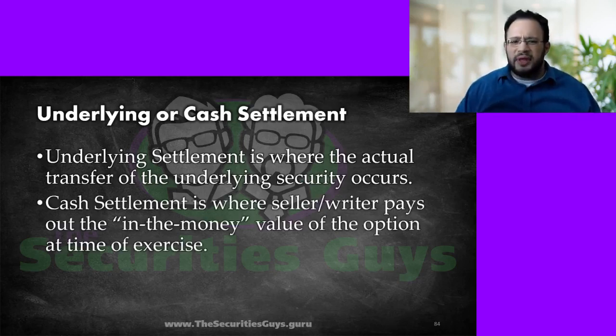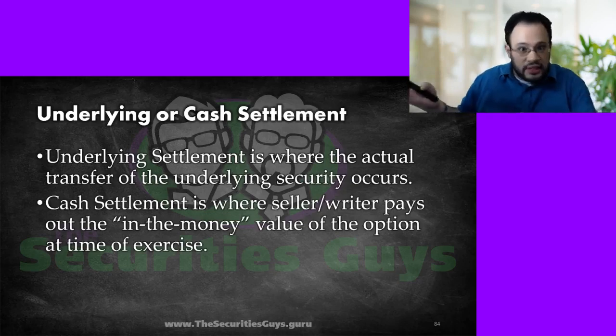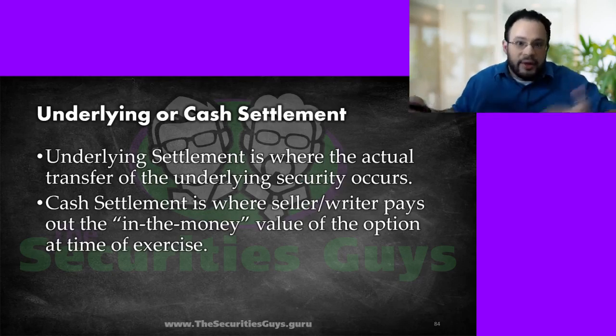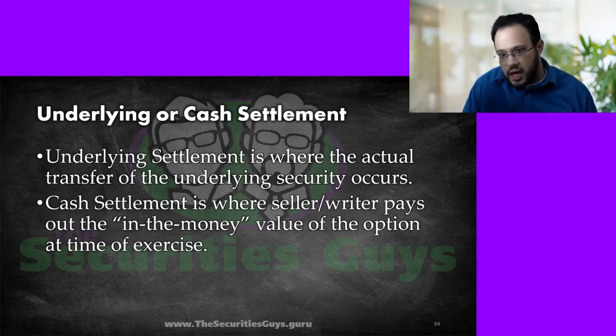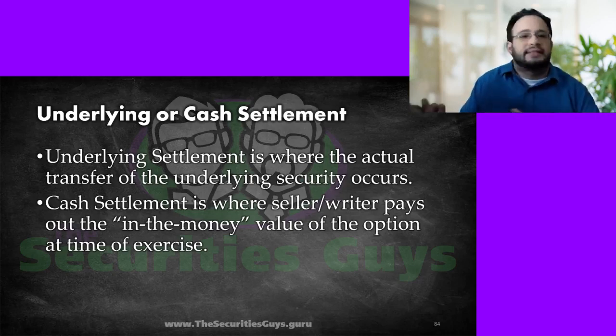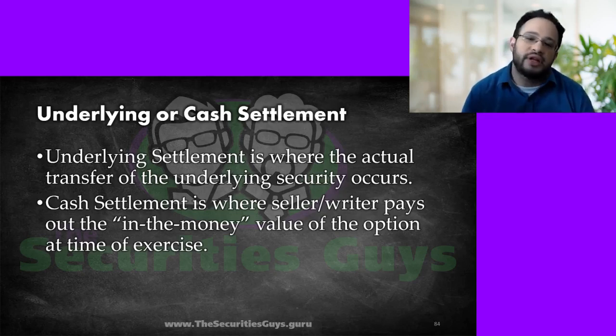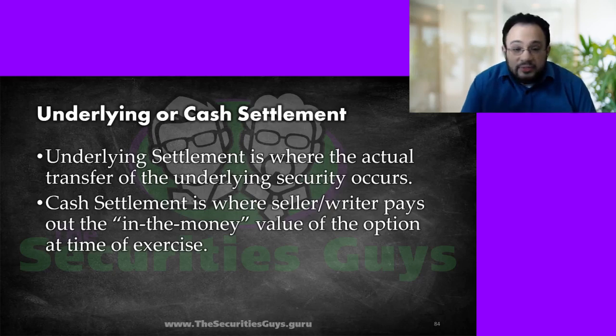Why couldn't John just give me $1,000? I mean, he's out $1,000 because he's got to go and buy it at 60 to be able to sell it to me at 50. So he's out $1,000. Why doesn't he just give me the $1,000 instead of having to do those trades? And that's the idea of a cash settlement, where the seller or writer simply pays the in the money value, how much it would actually be worth, how much I would get if I actually executed and did an underlying settlement. They simply pay that to me.